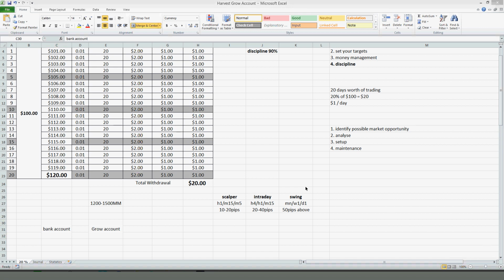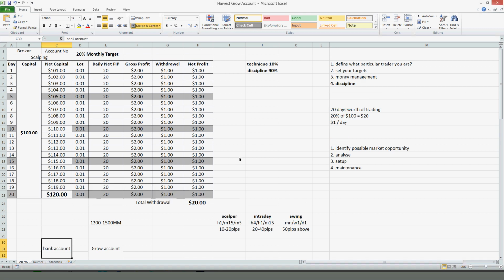The bank account is for the withdrawals that you're going to do, because you're earning about $2 per day. You only need to grow your account a dollar a day, as we already calculated earlier on. Okay, so if you earn about $2 a day, then $1 goes to the withdrawals, to the bank account, and the other dollar goes to your capital.